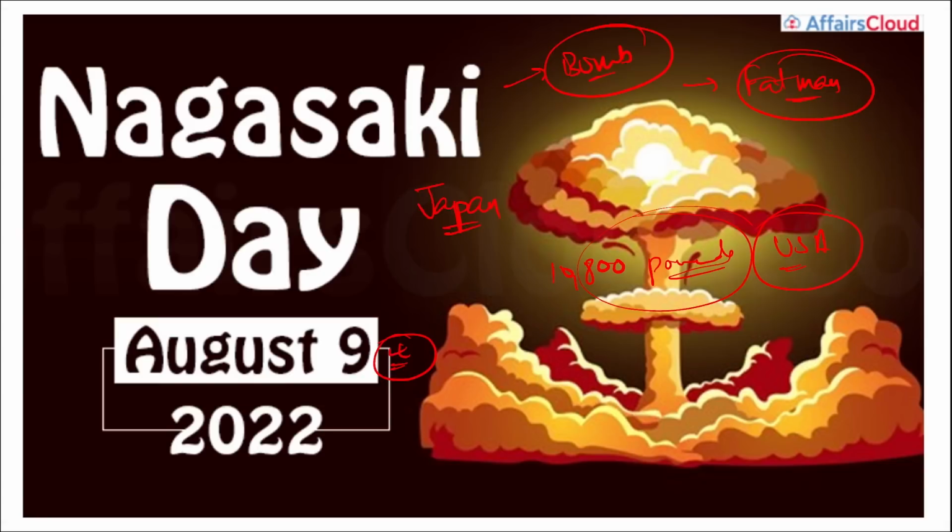Next, here only, if asked about Nagasaki, then Fat Man. But if I ask you what was the name of the bomb that was dropped on Hiroshima, that was named as Little Boy. It was named as Little Boy. All right. Next.